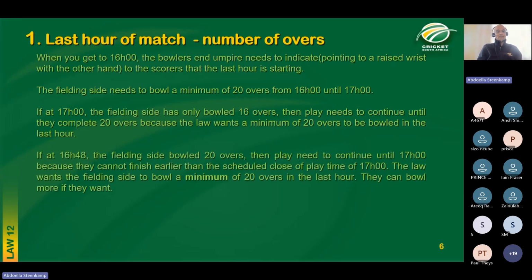You can sometimes have the over rate being quick if 2 spinners bowl from both ends, and the fielding side can bowl 20 overs before the cut-off time of 5 o'clock. Let's say in scenario 2, 20 overs were bowled by 16:48. So now what happens? Because the cutoff time is 5 o'clock, we can never end earlier than our cutoff time. We need to continue playing for a further 12 minutes up until 5 o'clock, because a minimum of 20 overs is to be bowled in the last hour. They can bowl more if they want. They can bowl 50 overs if they want.